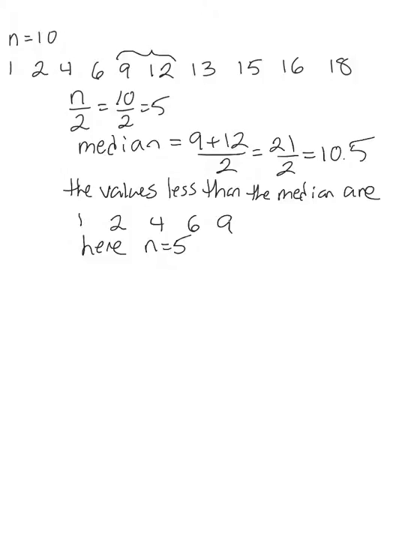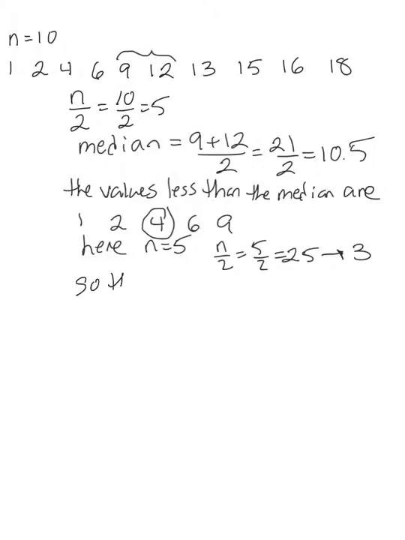So we take n divided by 2 equals 5 divided by 2 equals 2.5, rounding up to 3. So the third value in this sequence is the median value of the lower half of the values. So the median of the lower half of the values is the 25th percentile.